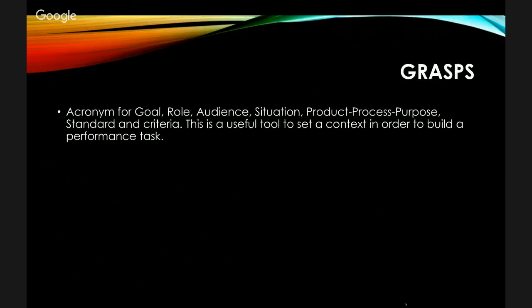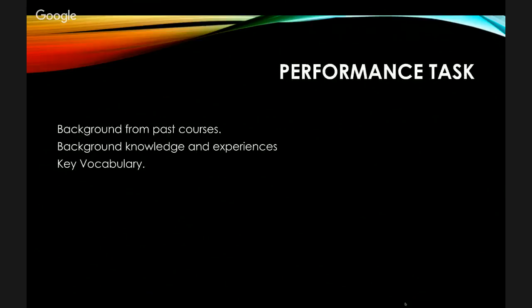The other activity that we learned is to use the GRASPS. It's an acronym for goal, role, audience, situation, product, process, purpose, standards, and criteria. This is a useful tool to set a context in order to build a performance task. A performance task needs to be done in three ways.